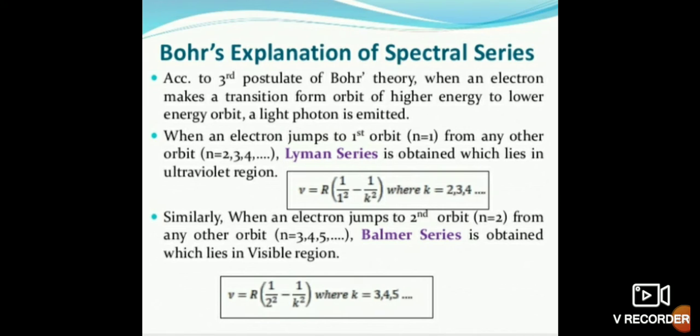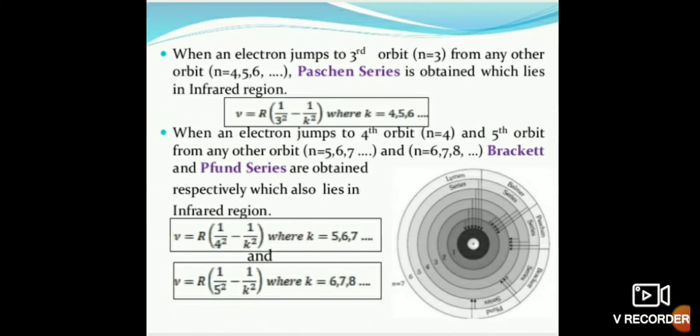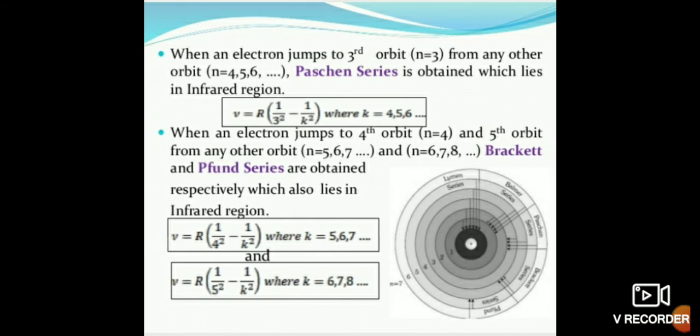which lies in visible region, nu equal to R into 1 upon 2 square minus 1 upon k square, where k is equal to 3, 4, 5. When an electron jumps to third orbit from any other orbit, Paschen series is obtained, which lies in infrared region. When an electron jumps to fourth orbit and fifth orbit from any other orbit, Brackett and Pfund series are obtained, respectively, which also lie in infrared region.